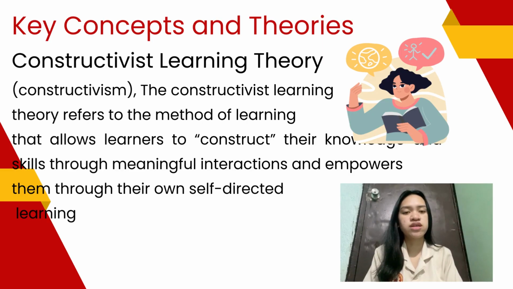2. Prior knowledge. Existing knowledge and experiences shape new learning. 3. Social interaction. Learning often involves collaboration and social context. 4. Context matters. Learning is influenced by the environment and context. 5 is meaning making. Learners create meaning through interpreting experiences.